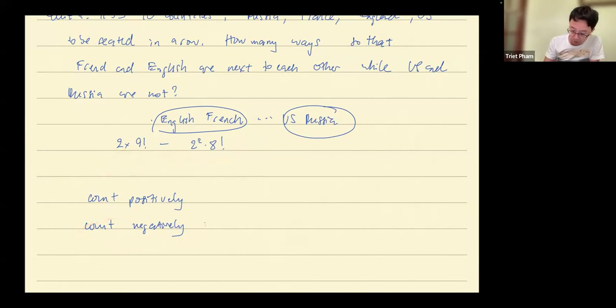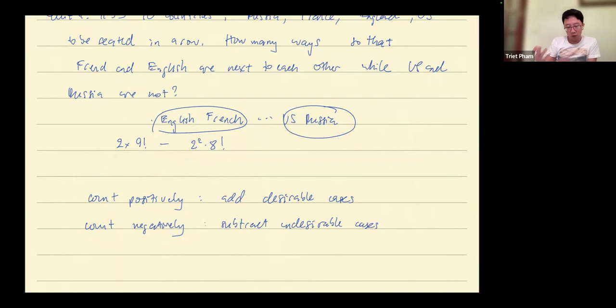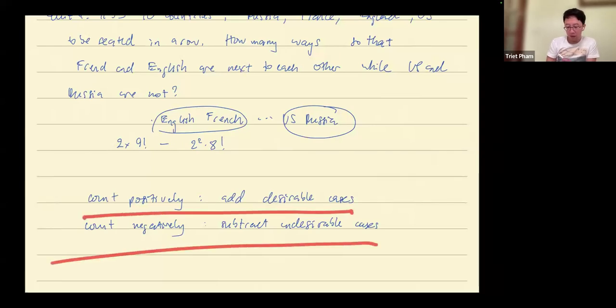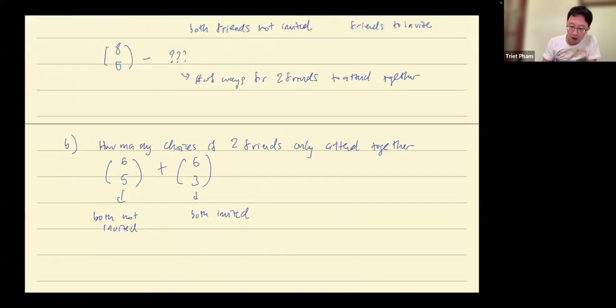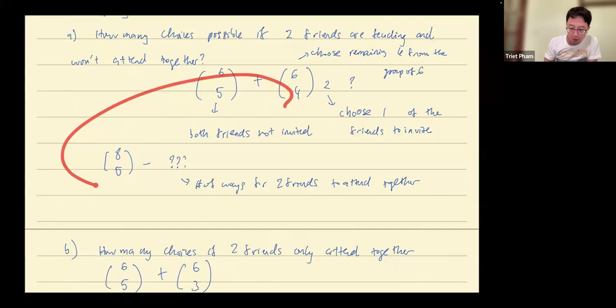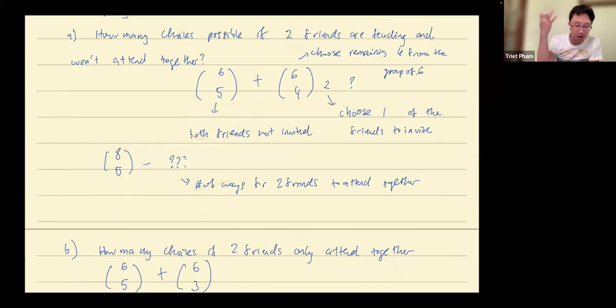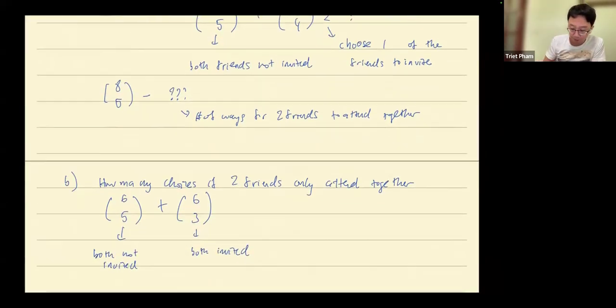Who knows? There's no rule that says one is easier than the other. It depends on the problem you're dealing with. Sometimes counting positively is easier. Sometimes counting negatively is easier. Here, I think both are easy, actually. It's just that here we don't bother to work it out because I want you to think about it.